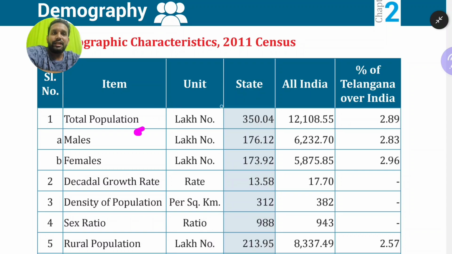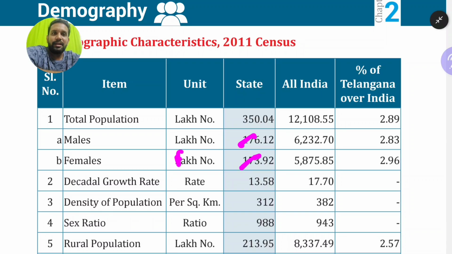The total population of Telangana is 3 crore 50 lakhs, whereas of India it is 121 crores. It means 2.8% of India's population is coming from Telangana. Okay. Now the number of males in Telangana is 1 crore 76 lakhs, whereas the number of females is 1 crore 73 lakhs. Okay, remember this point. They have given in lakhs, I am talking in crores, but both are the same. Or you can say 176 lakhs, 173 lakhs.